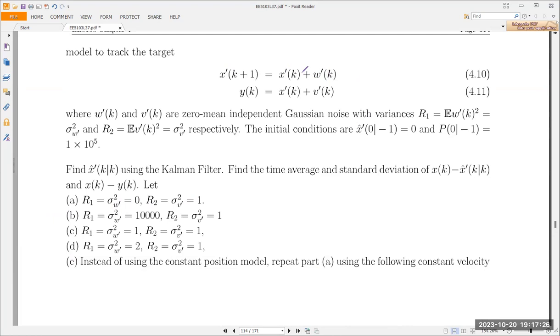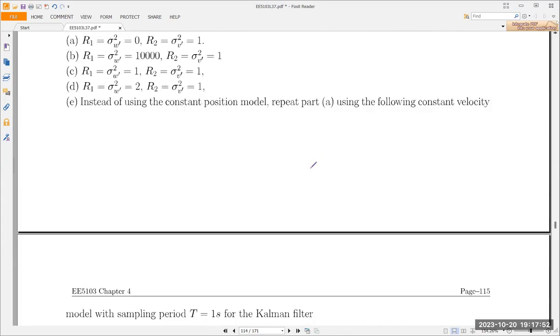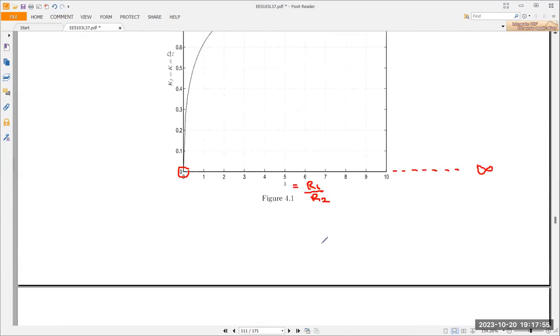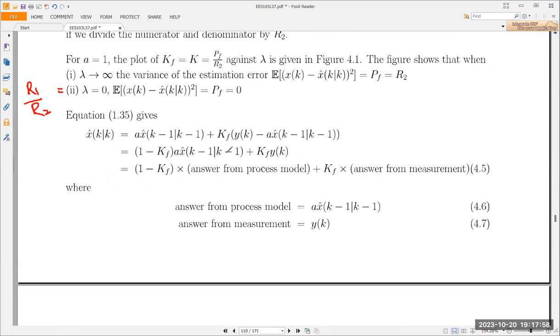Okay, so now part C. Part C, you say R1 is 1, R2 is 1. So which means you like half like that. Okay, I'm going to follow the measurement a little bit, also follow the model a little bit. Okay, if you do that, then the maths will show you that you take some, which means it's like what I showed you earlier on, where is that? This part here. All right, KF will be some value. So your estimate, some percentage come from here, some percentage come from the previous X hat.